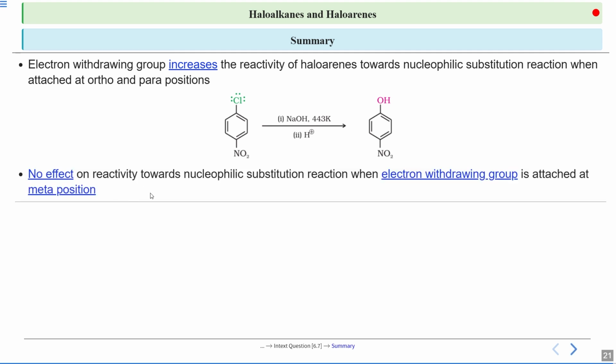No effect on reactivity towards nucleophilic substitution reactions is observed when the electron withdrawing group is attached at the meta position, because the carbanion forming and the negative charge will not be localized on the meta carbon. That's why, even when an electron withdrawing group is present on the benzene ring at the meta position, it will not show any effect on the reactivity of haloarenes towards nucleophilic substitution reactions.